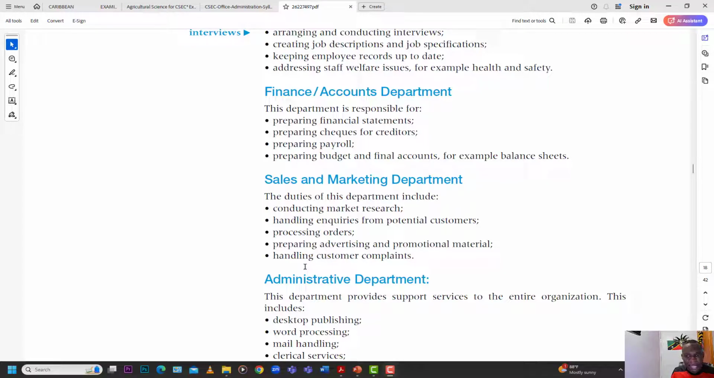Sales and marketing department, the duties of this department include conducting market research, handling inquiries from potential customers, processing orders, preparing advertising and promotional material, handling consumer complaints, sales and marketing.